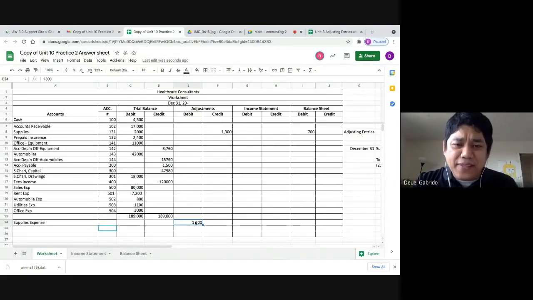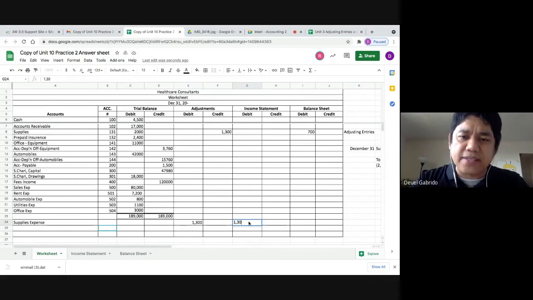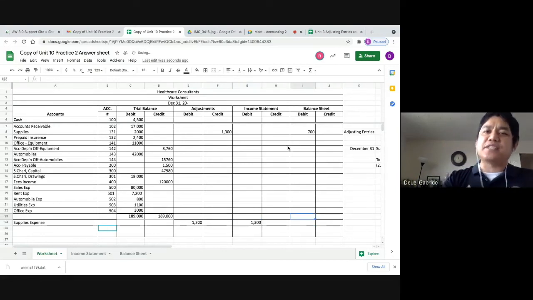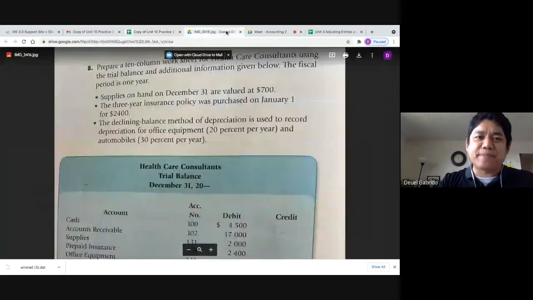So now the 1,300 here at the bottom is supplies expense after putting it in the adjustment. Remember, we subtracted the 1,300 from 2,000. This 1,300 here will be part of your income statement or balance sheet? Income statement, because that's an expense, right? Debit also. So that is your first adjustment. Now, let's go to the second one.